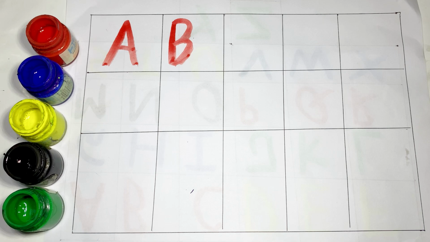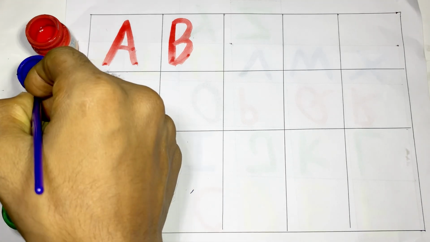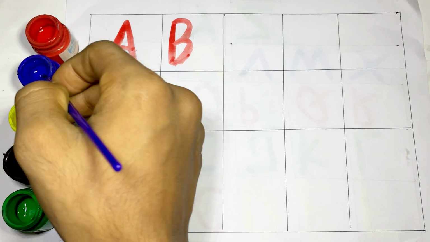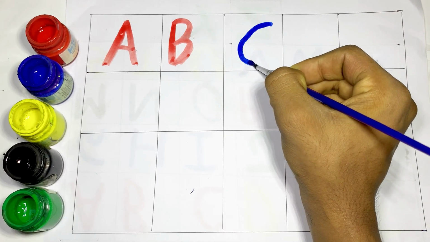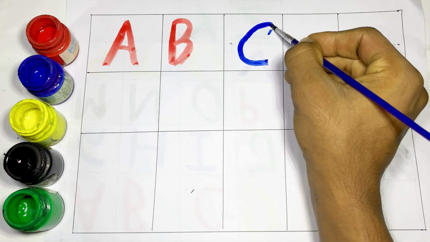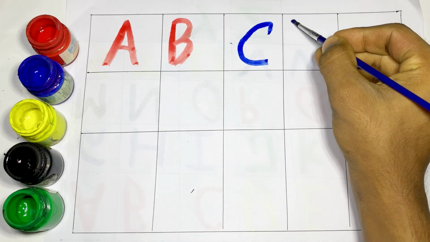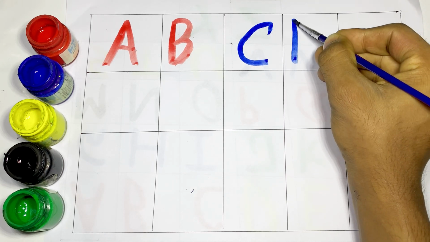C for cat, C for car, and here is blue color. D. D for dog, D for doll.